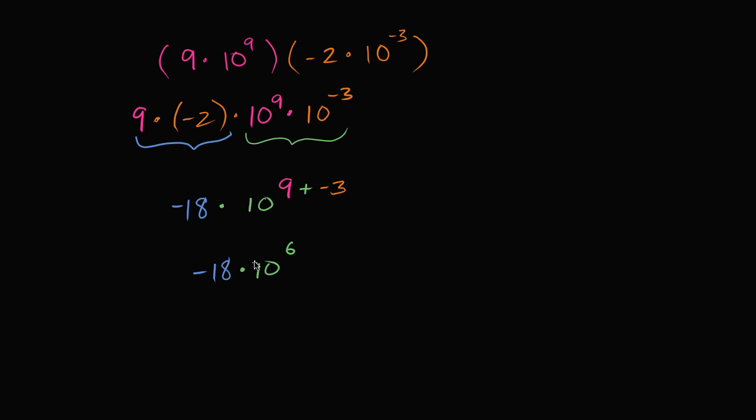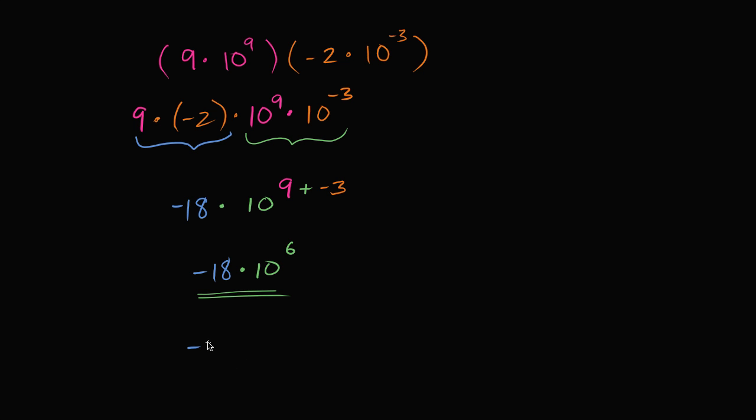And if you wanted to think about, well, what number is this? 10 to the 6th, that's 1 with 6 zeros. This is a million. Negative 18 times a million, it's going to be negative 18 million. Or we could say negative 18 times 10 to the 6th. Either way. But this is another way we could have written this.